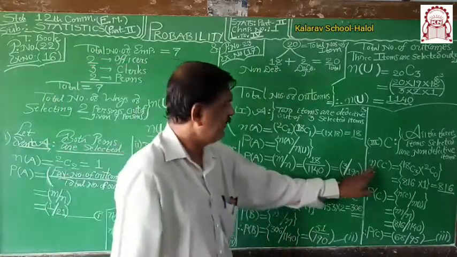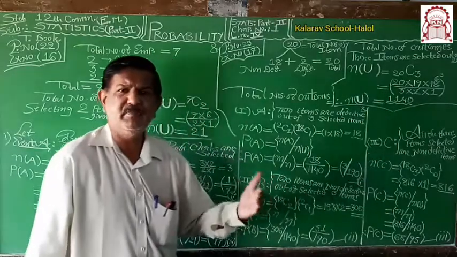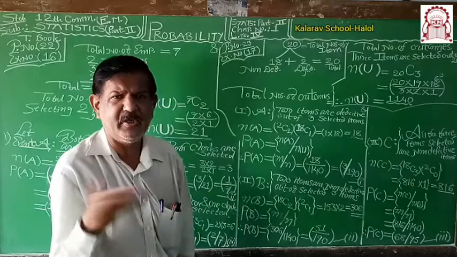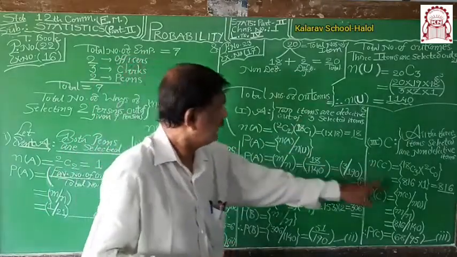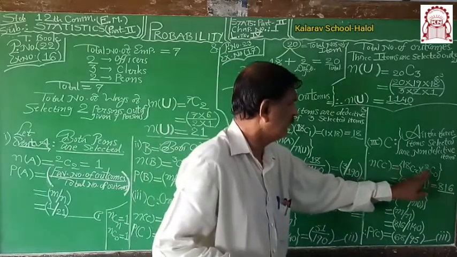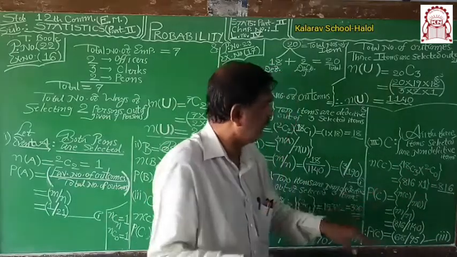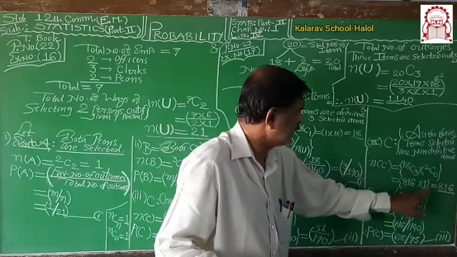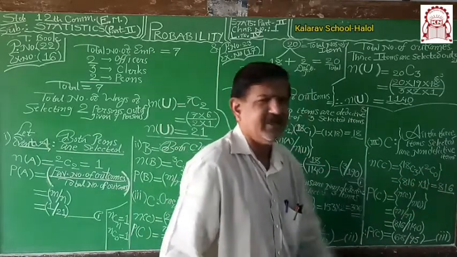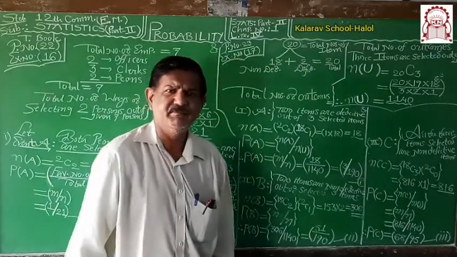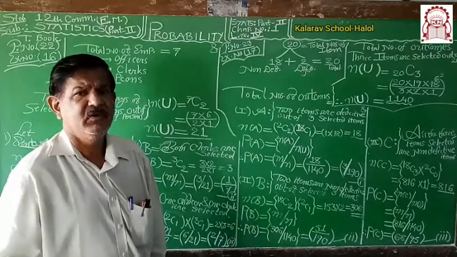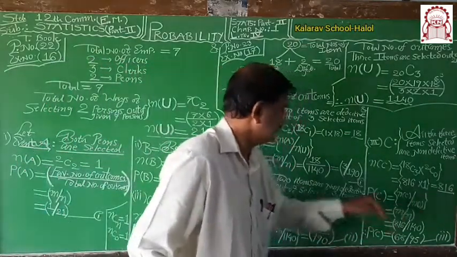Therefore, the number of elements in C, the favorable outcomes for the event C, is 18C3 and 2C0. There is no defective item, so defective items 0 and all non-defective means 18C3 into 2C0. 2C0 means there is no defective item, so its value is 1. 18C3 will be 816. Ultimately, 816 is the favorable outcomes for the event C.